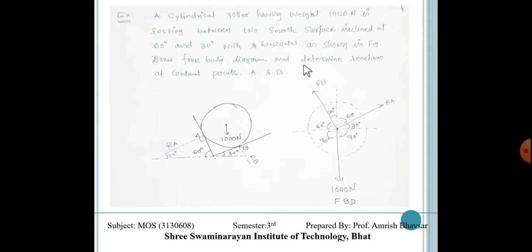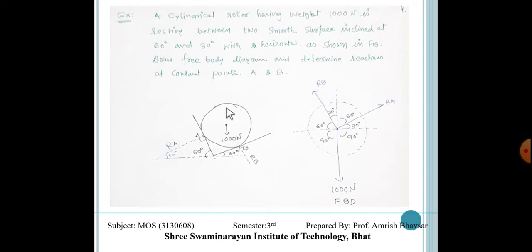Another case: a cylindrical roller having weight 1000 Newton is resting between two smooth surfaces inclined at 60 degrees and 30 degrees with the horizontal as shown in the figure. Draw the free body diagram and determine the reactions at the contact points A and B.